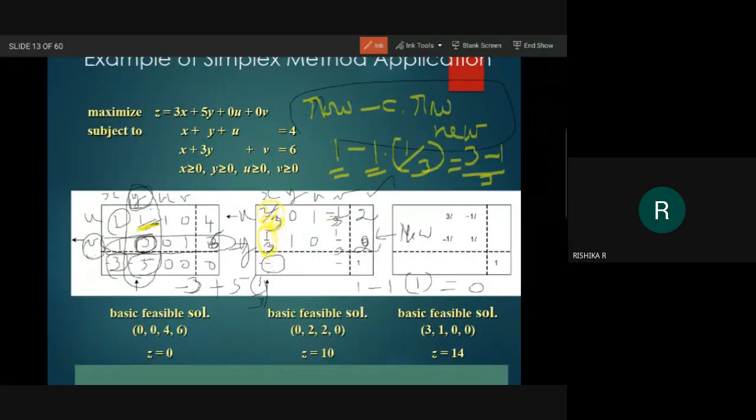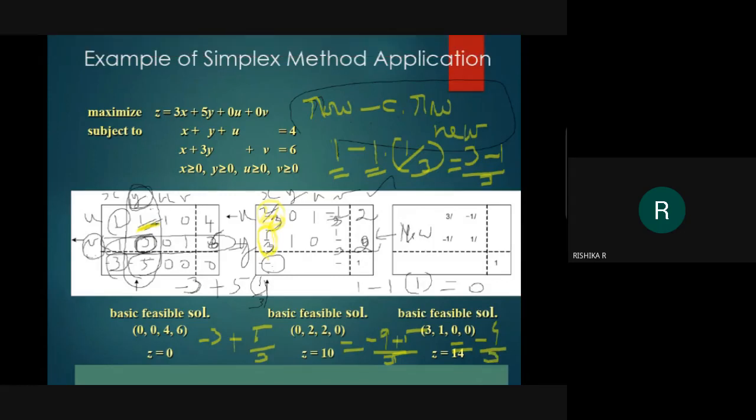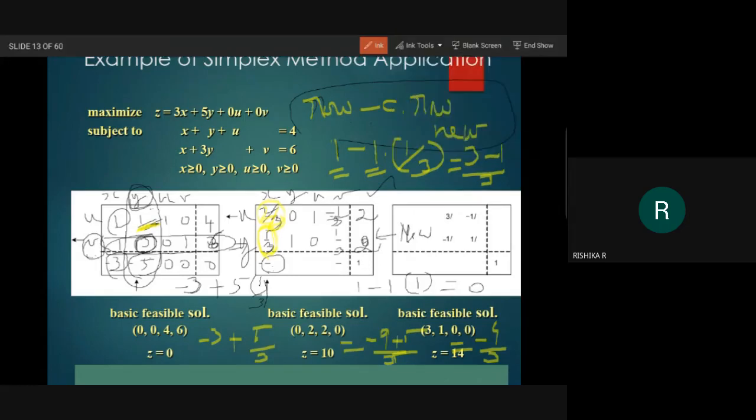Now simplify this and tell me what value you're getting. Minus 3 plus 5 by 3. You'll be getting minus 9 plus 5 divided by 3, which is equal to minus 4 by 3. So here we have to write minus 4 by 3. This value is going to be minus 4 by 3. Similarly, you can find this value, that this will be equal to 0.